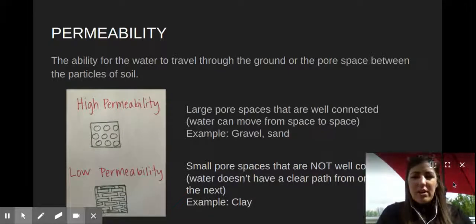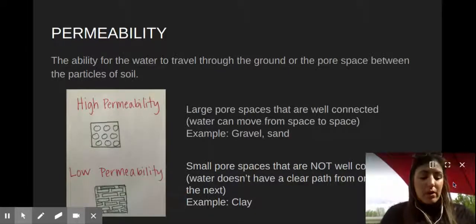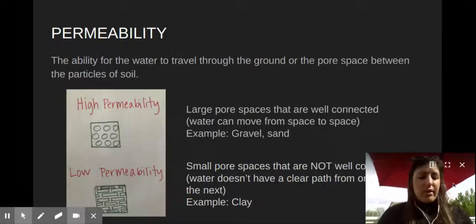Ultimately, what you guys need to know is that the permeability and porosity of soils affect the way water is able to move through the earth. And this is just one of the ways that the hydrosphere and the geosphere interact on a regular basis.